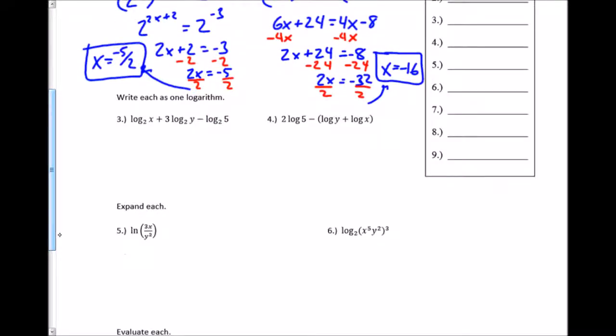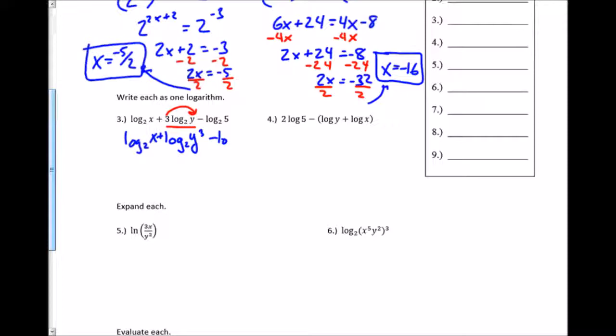If I look at the next one, I want to rewrite each of these as one logarithm. So the first one, if I want to condense this into one logarithm, I'm going to kind of follow order of operations here. I'm going to take care of this multiplication first. That multiplication I can bring up as an exponent. That's part of my properties of logarithms. So it becomes a log base 2 of y to the third. Everything else I'm just going to rewrite here.